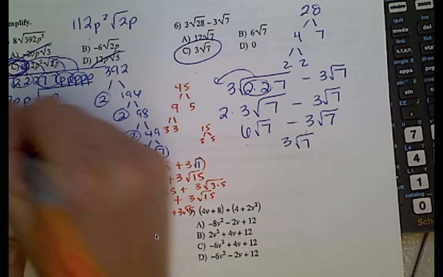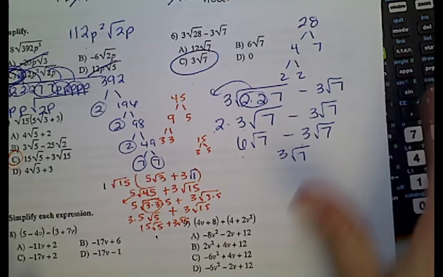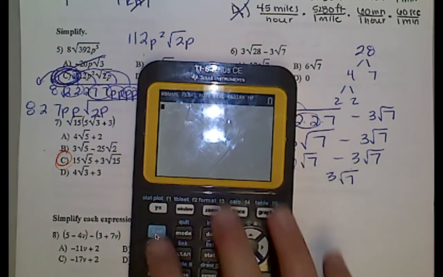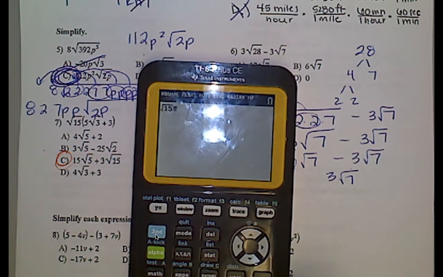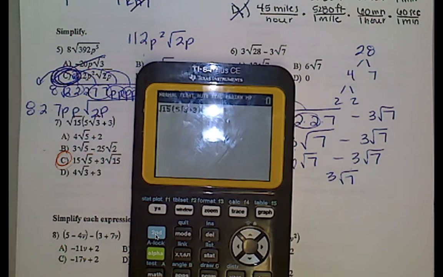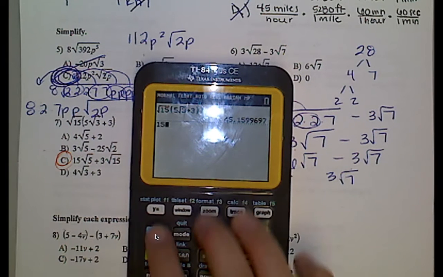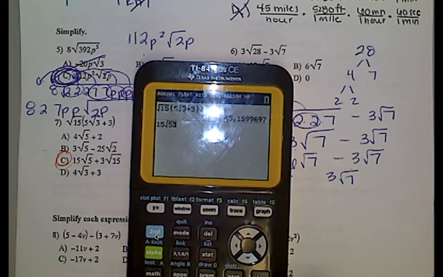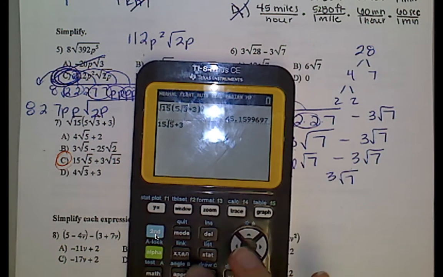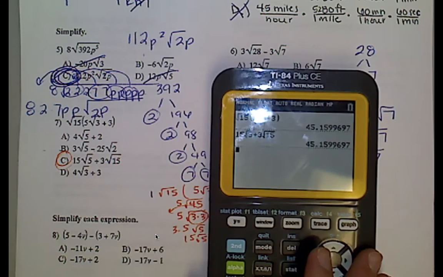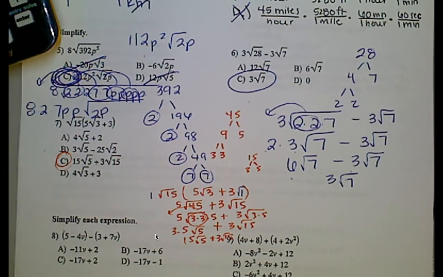But same thing. If you didn't know that, you should type in the problem and the answer in your calculator. So we got square root of 15, 5 on the square root of 3 plus 3, and we get that number. We type in our answer that we think is the answer, 15 on the square root of 5 plus 3 on the square root of 15. So we got the same decimal approximation, so that's how we know we're right.